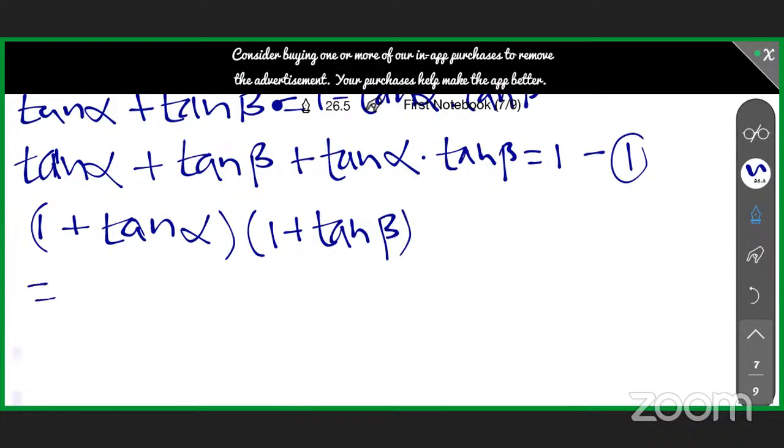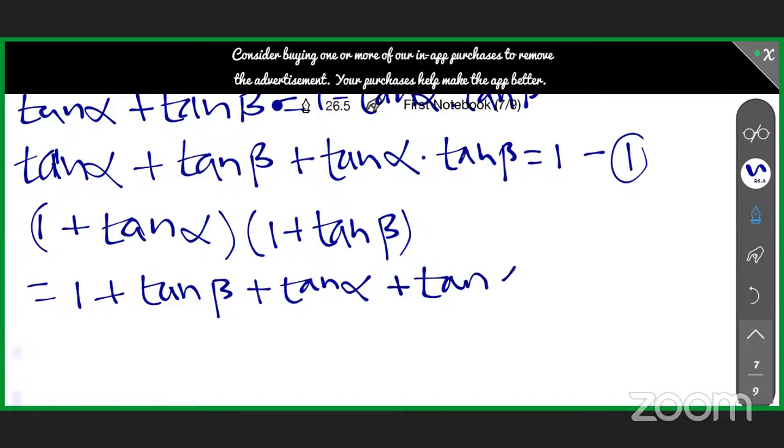I will do multiplication. 1 into 1, 1. 1 into tan beta, tan beta. Plus tan alpha into 1, tan alpha. Plus tan alpha into tan beta. So 1 plus tan alpha plus tan beta plus tan alpha into tan beta. Tan alpha plus tan beta plus tan alpha into tan beta is equal to 1.